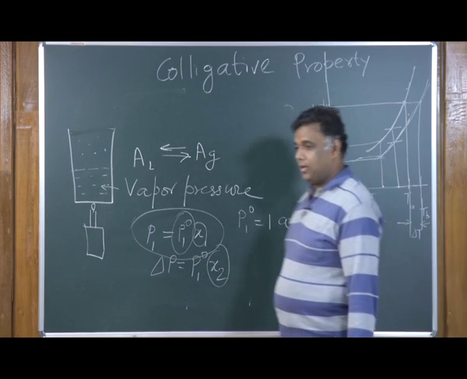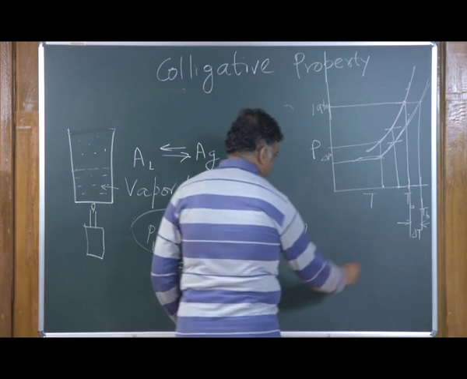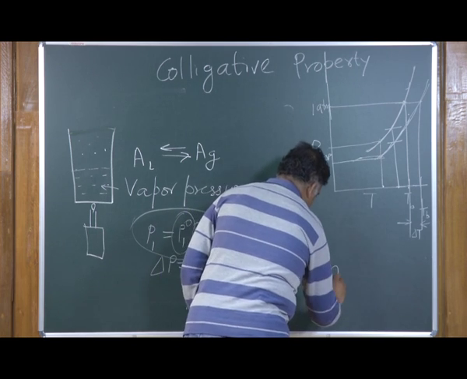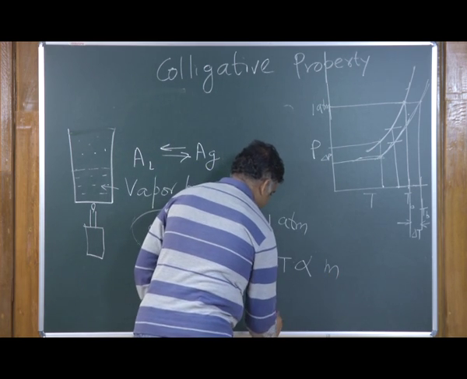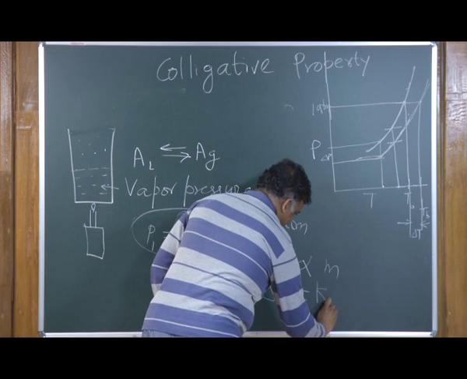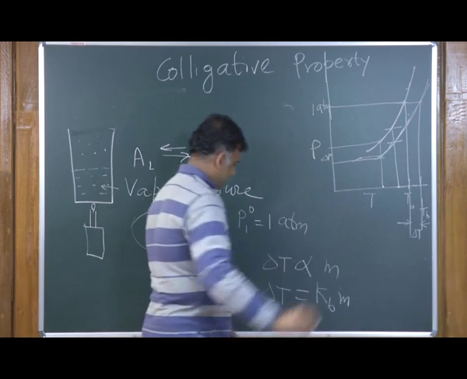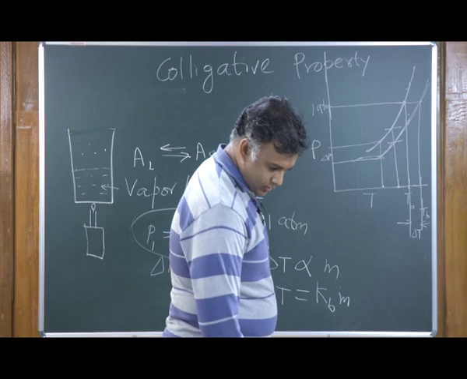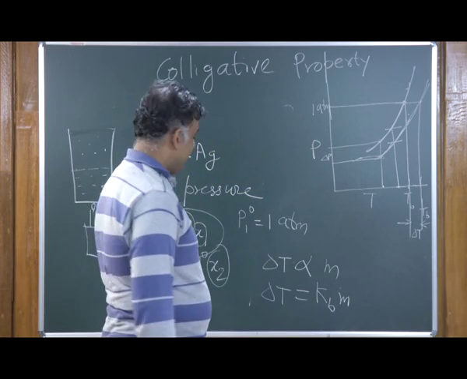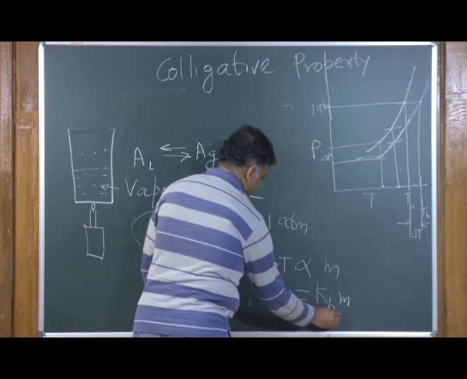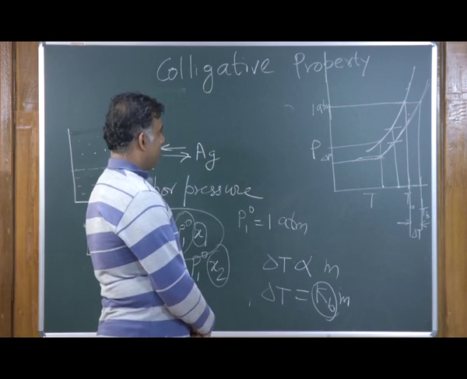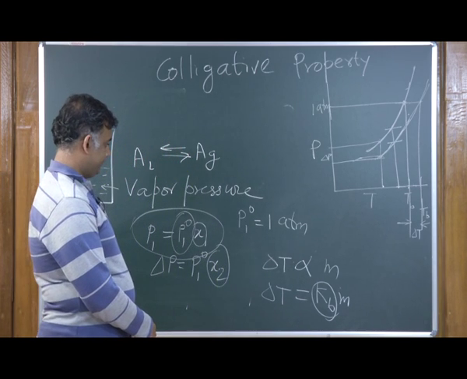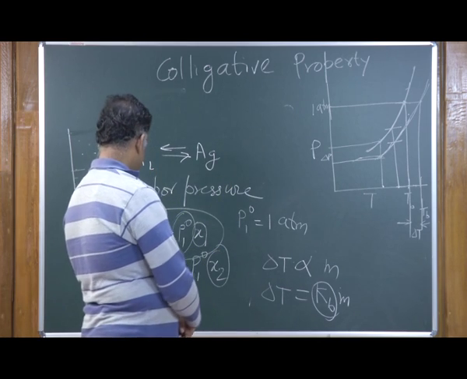So, this property delta T as I defined here is proportional to simply the concentration, and there is a proportionality constant which is called Kb, which is basically called molar boiling point elevation constant, and this constant depends upon only the properties of the solvent, not on the solute, as it is very clear from that figure.